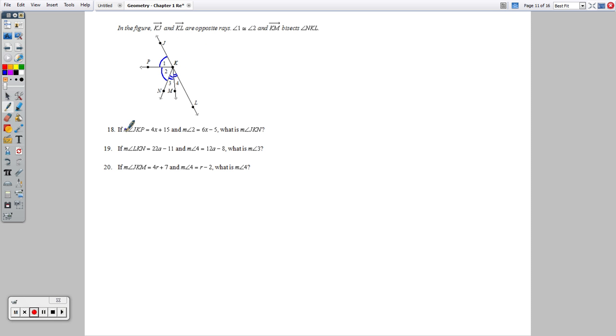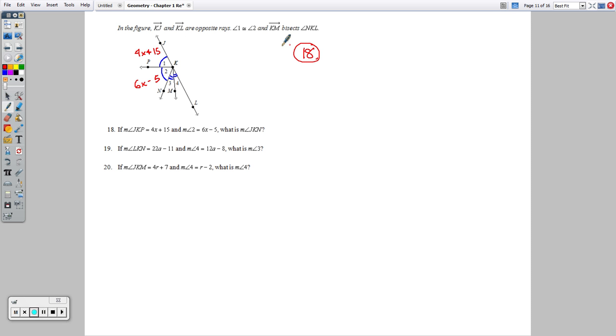So if the measure of JKP equals 4x plus 15, and the measure of 2 equals 6x minus 5, what is the measure of JKN? Let's write that information in there. I'll use red to write this extra information in there. So JKP, that's this angle right here, if I draw that out. This is 4x plus 15. And the measure of angle 2, that's the same as PKN right there. That's 6x minus 5.